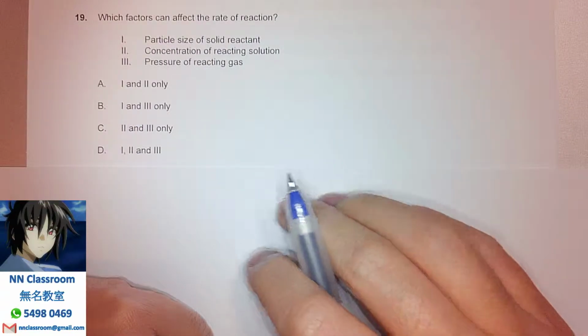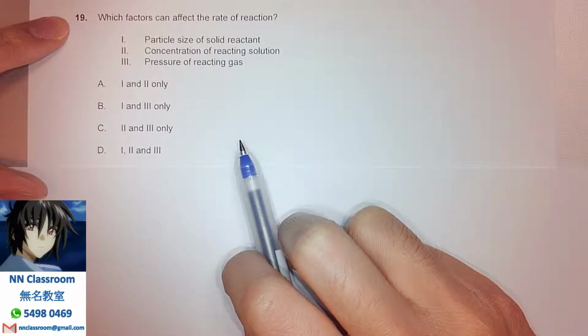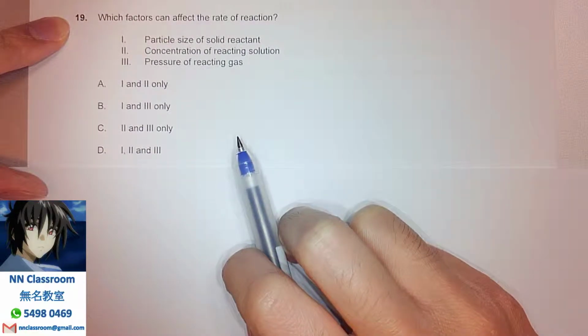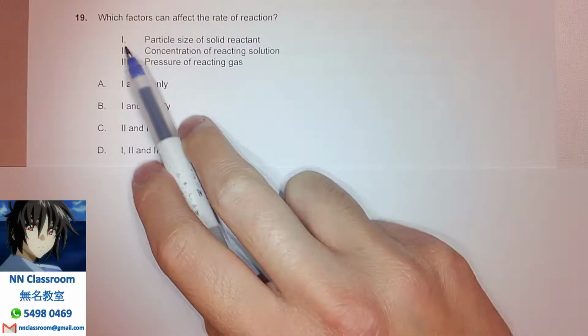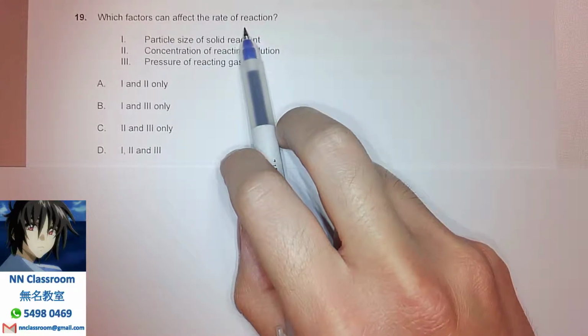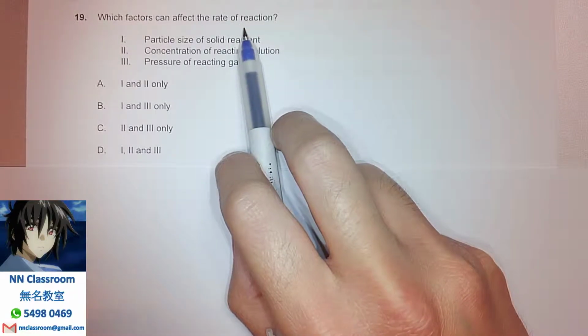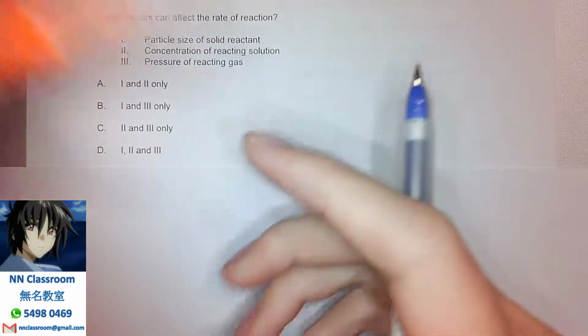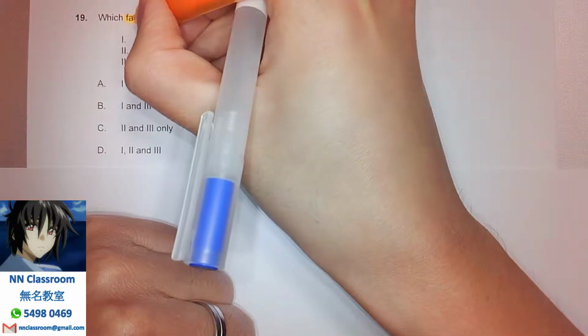Today I'd like to share with you multiple choice question 19, extracted from 2018, time zone 2 in May. It is asking which factors below can affect the rate of a reaction. Another super typical question asking for factors, right? Pretty direct and straightforward.